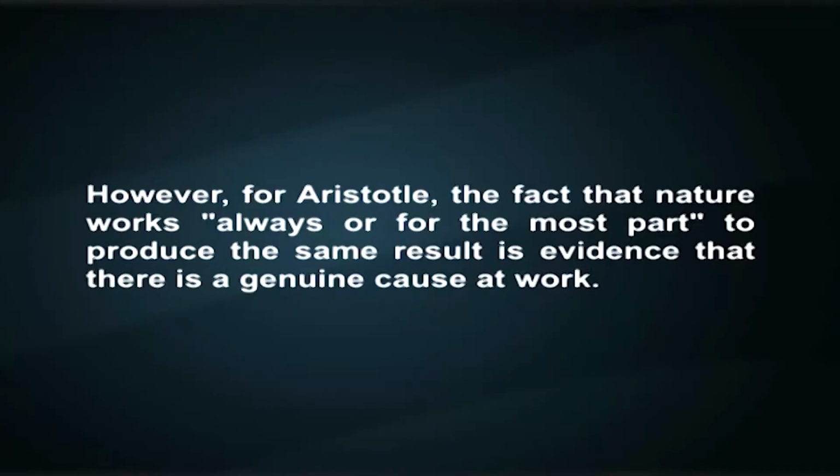In nature, the final cause is not external to the thing that acts, but internal. Fruit does not grow to be food for humans and animals, but for the sake of generating another tree. Thus, the final cause is the full actualization of the form, that is, the mature adult of whatever species is generated. This doctrine has received the charge of anthropomorphism. However, for Aristotle, the fact that nature works always or for the most part to produce the same result is evidence that there is a genuine cause at work.